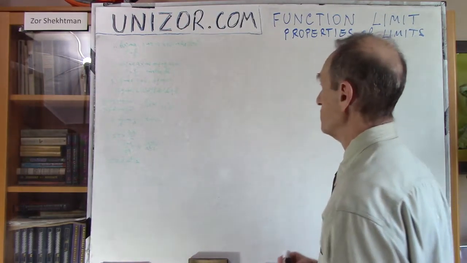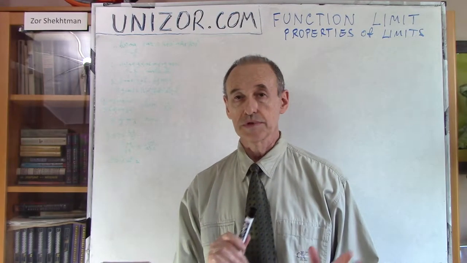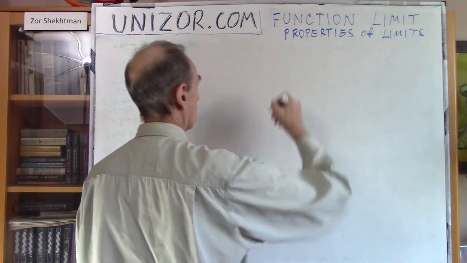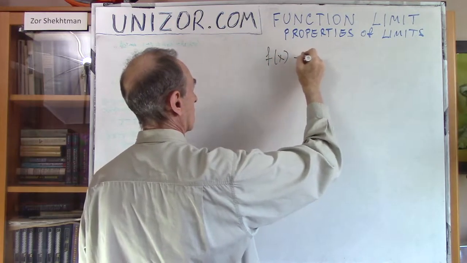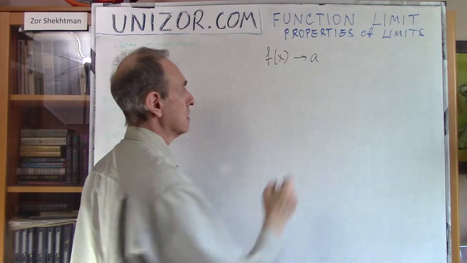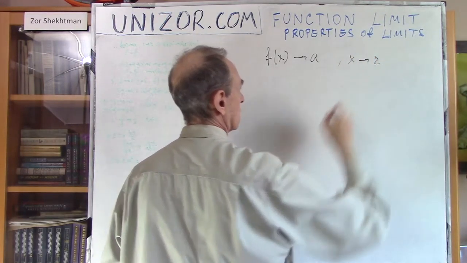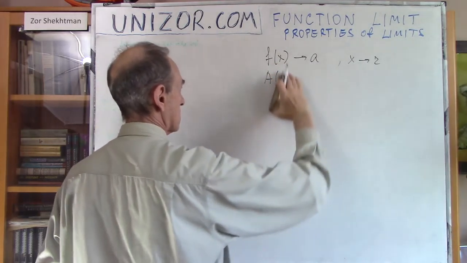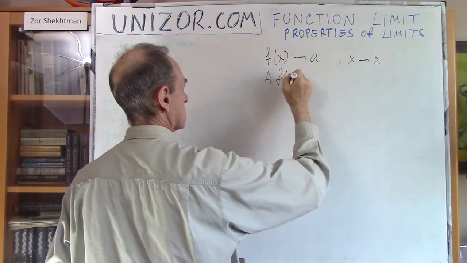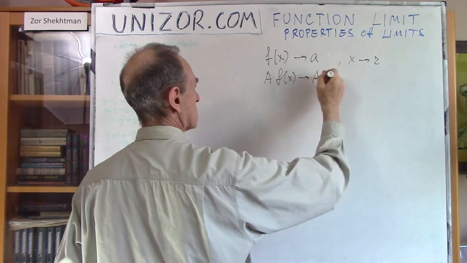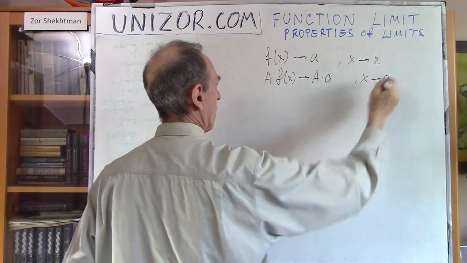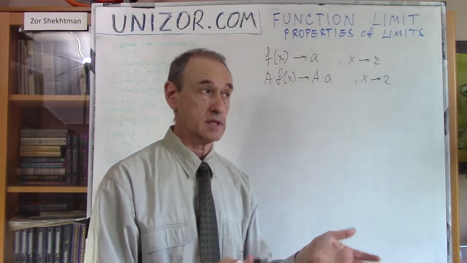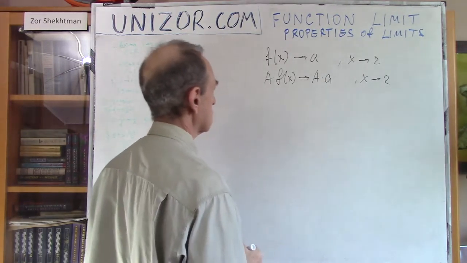All right, so properties of the limits. Now, as I said, properties of the function limits are very much analogous to properties of the sequence limits. And the first one is, if my function f converges to some number A as x converges to some number r, then the function which is a times f at x converges to a times A as x converges to r. Now, let's consider that a is positive. If a is negative, it's exactly the same. So it's just easier to consider a as a positive thing.